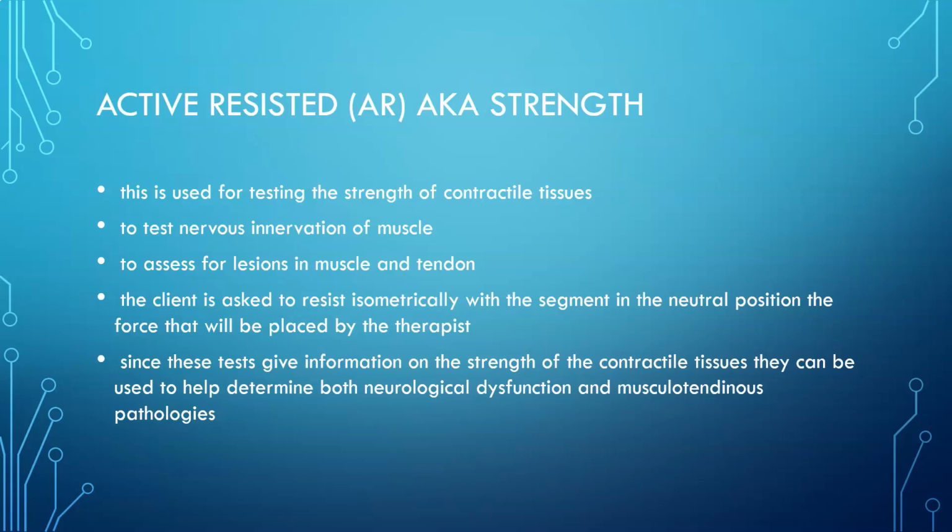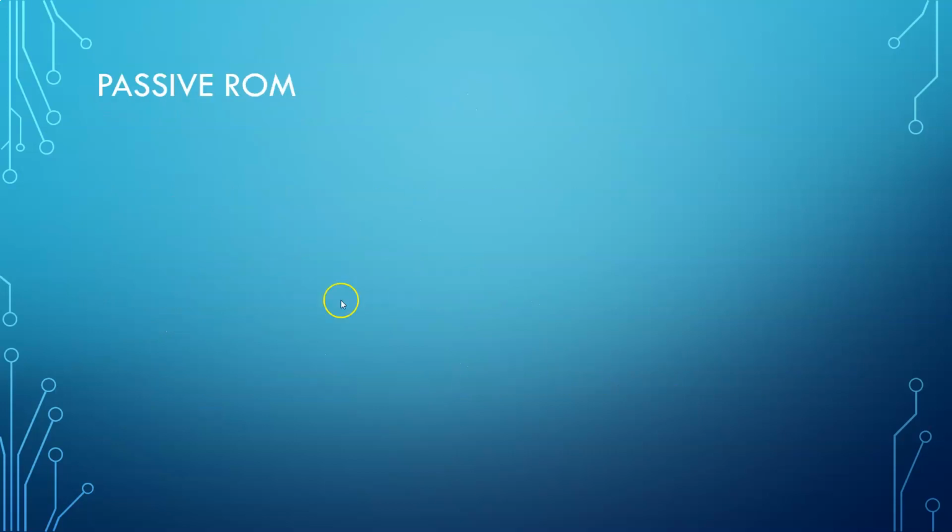Active resisted also assesses for lesions in muscle and tendon, and you'll get into that later. The client is asked to resist isometrically with the segment in the neutral position, and the force is placed by you, the therapist. So that's how we do it. And this is, again, just a review of strength testing or active resisted, which you have been doing this semester. Since these tests give information on the strength of the contractile tissues, they can be used to help determine both neurological dysfunction, is the nerve not working properly that serves the muscle, or is it a musculotendinous pathology which is limiting as well? And you'll get into that a bit more next semester.